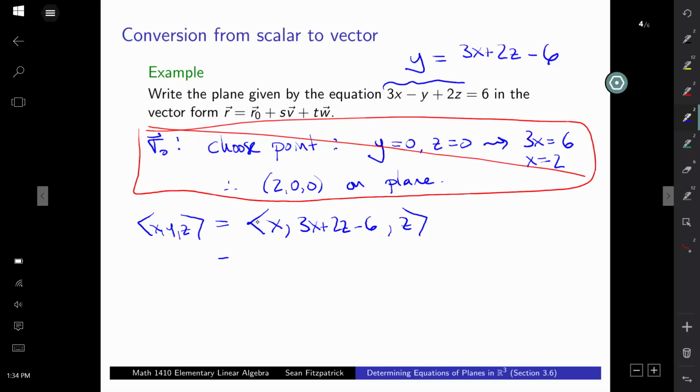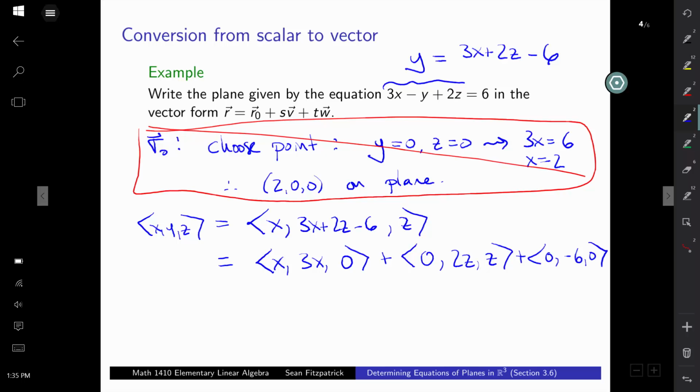Now, I'm going to start pulling things apart here. I'm going to break this into three vectors: x, 3x, 0, and then 0, 2z, z, and then 0, minus 6, 0. All I've done is, in the first vector I had all the things that involve x, so the x here and the 3x go into this one. In the second vector I've got all the things that involve z, and in the third vector I have any constants. There's only one, the minus 6.